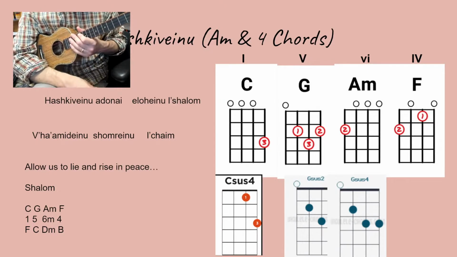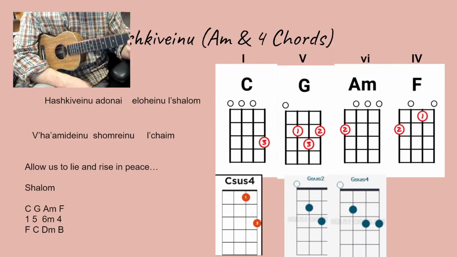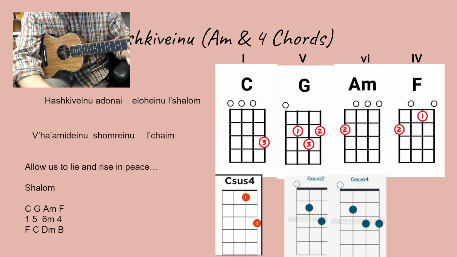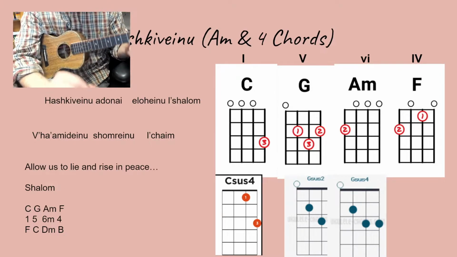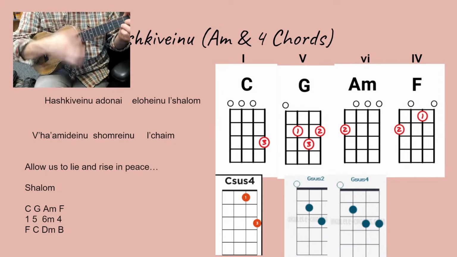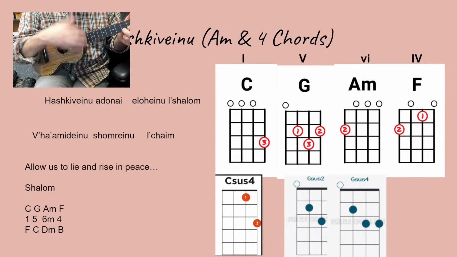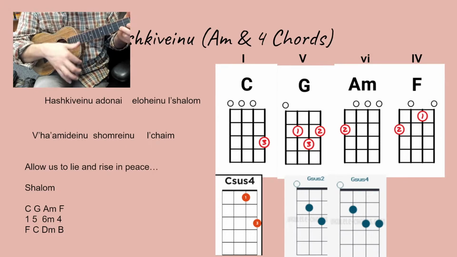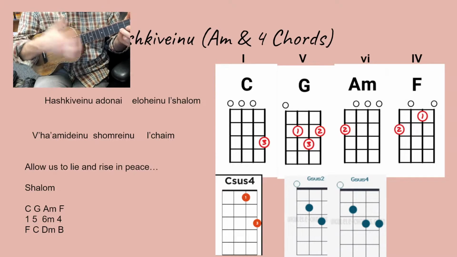Okay, let's try our ukulele. Here we go. 2, 3. Oh, hold on. Let me mute everyone. There we go. 2, 3, 4. Down, down, up, up, down, up, down, down, up, down, up. Here we go.